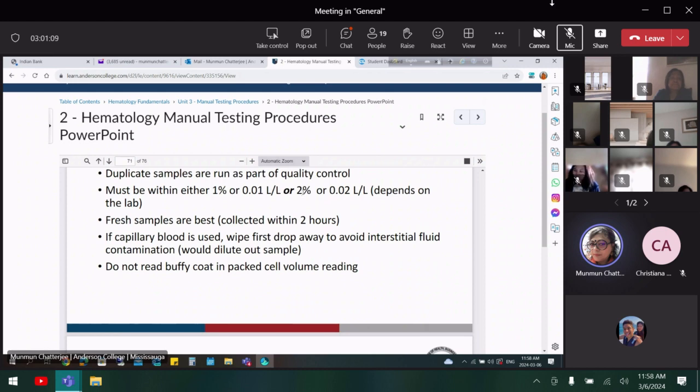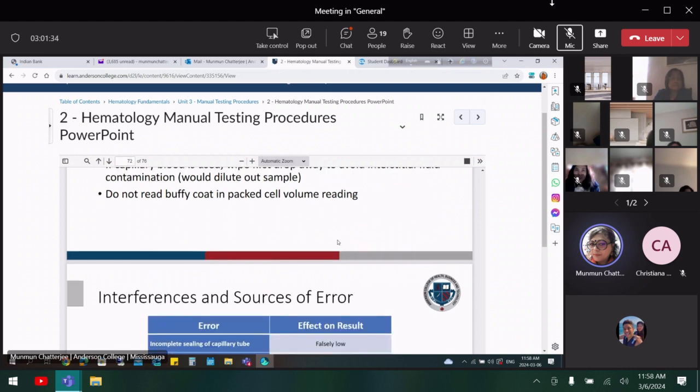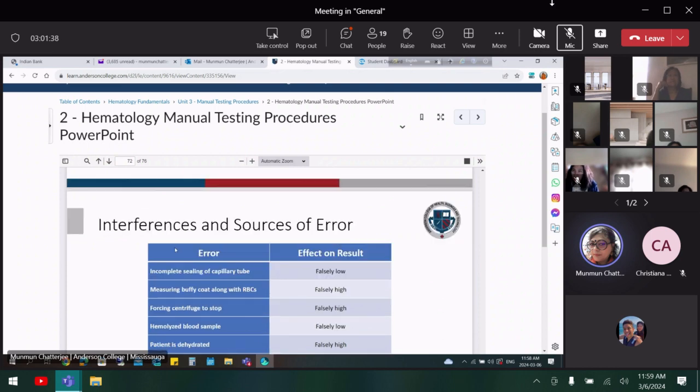Fresh samples are the best and should be collected within 2 hours if you are collecting in the EDTA tube. If you are doing the capillary puncture, then you have to run it immediately. With capillary blood, wipe the first drop away to avoid interstitial fluid contamination, which would dilute the sample. That you all know. Do not read the buffy coat in packed cell volume reading. Generally, you cannot see the buffy coat, but if you see it, read just below that one.